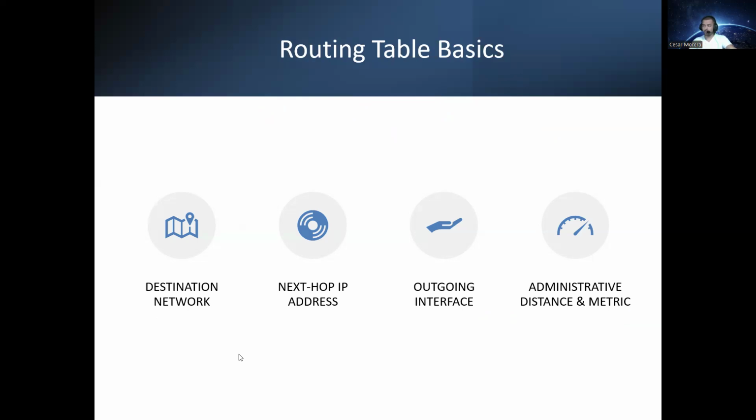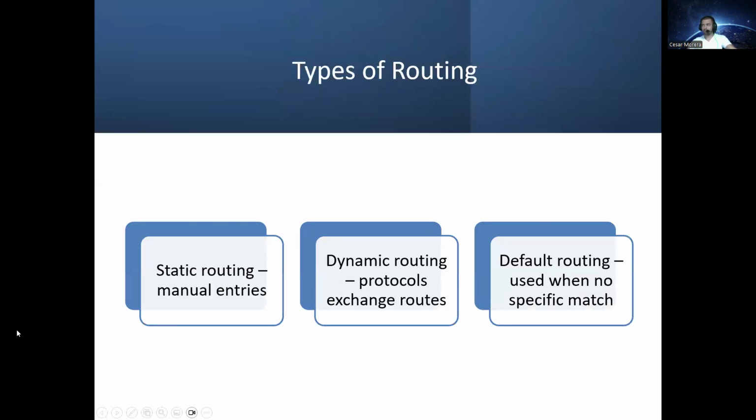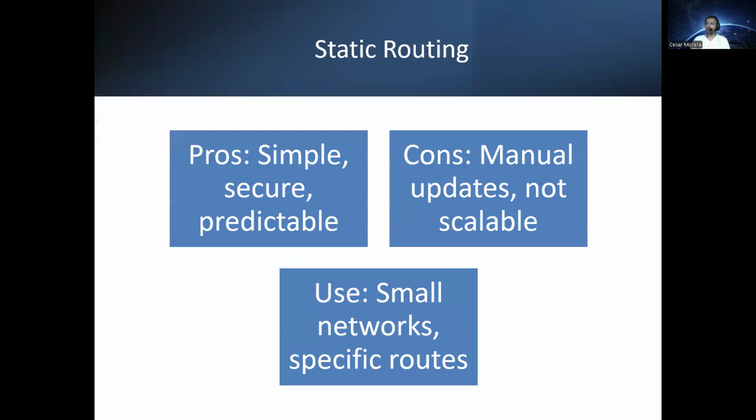Let's continue within this presentation. We are talking about types of routing. Static routing works with manual configuration, manual entries. Dynamic routing, protocols are going to exchange routes. And finally, we have default routing. It's used when there is not a specific match.